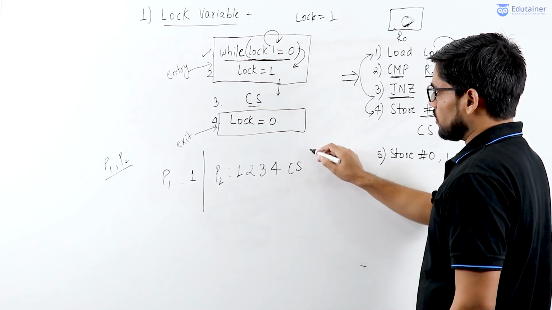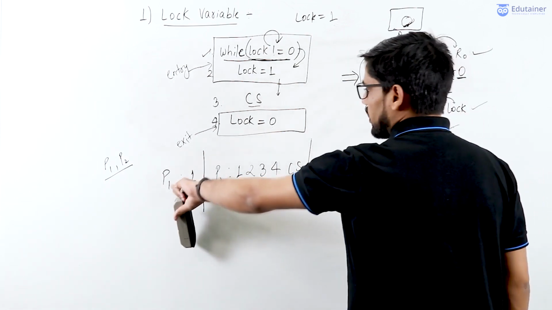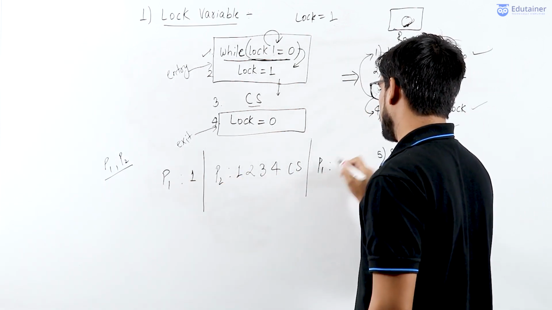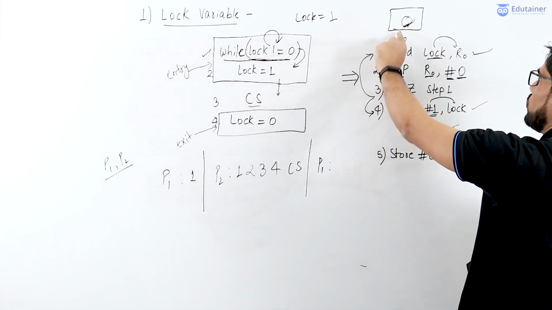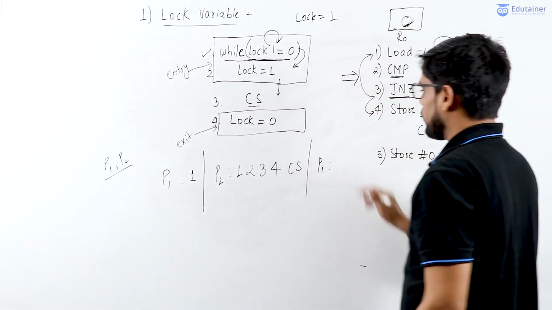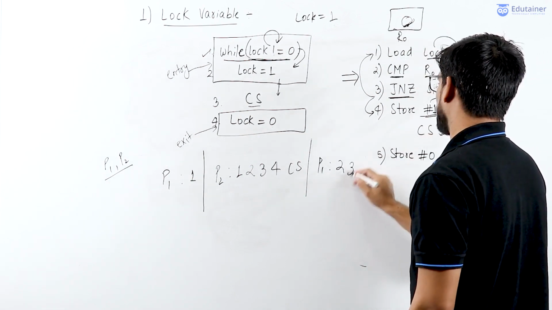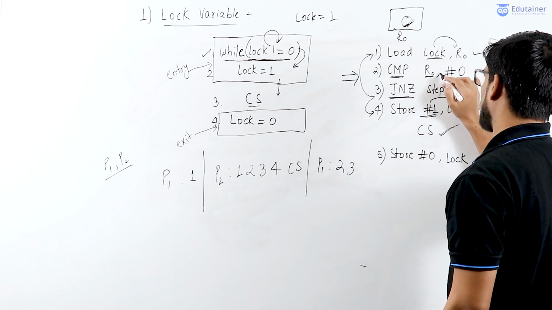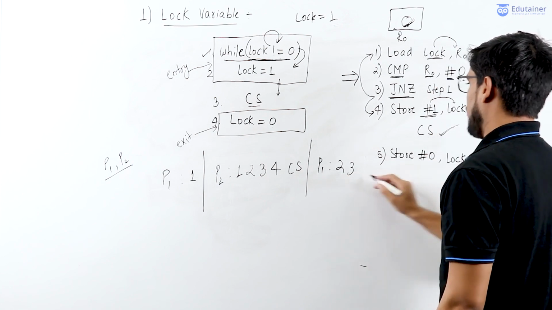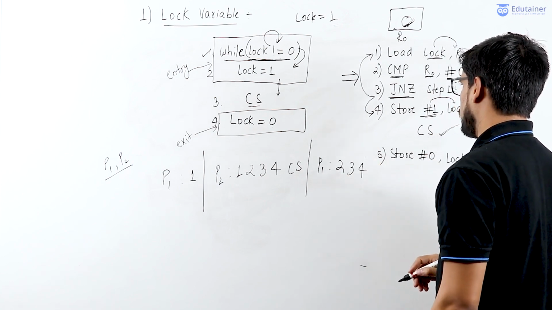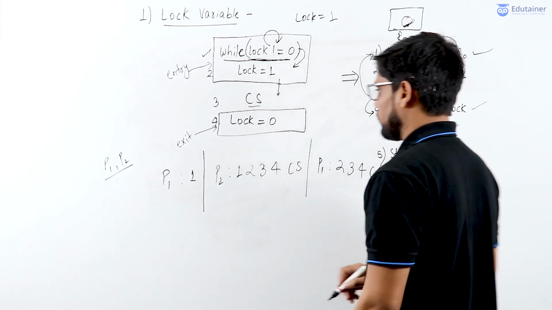Now assume that process P2 has entered the critical section and is preempted again. Now process P1 gets a chance again. Process P1 already executed line number 1, which stored the value 0 in the register R0. So it will execute line number 2 also because register R0 contains 0. It will execute line number 3 also because register R0 does not contain the value 1. It contains 0, so it will also execute line number 4, and it will also enter the critical section.